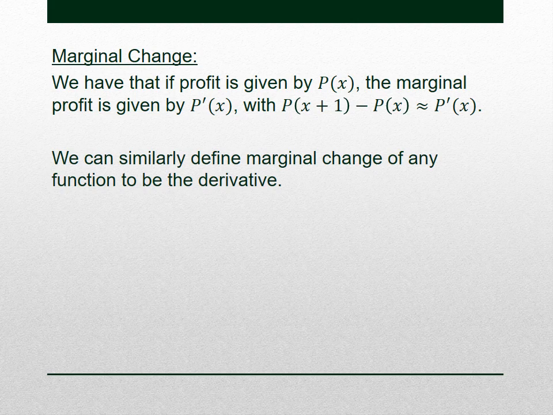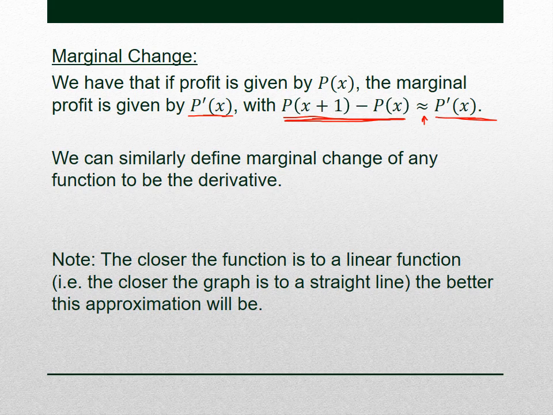So we know from that example that the marginal change, p prime of x, over here, that's what it is. It approximates, that's what this squiggly line means. That was approximating the exact difference in the profit from adding one more thing. And you can similarly define marginal change of any function to just be the derivative of that function. So if you're talking about revenue, the marginal revenue would be the derivative of the revenue. If you're talking about cost, the marginal cost would be the derivative of the cost. If you're talking about some random function n of x, then the marginal change of that function would be n prime. So the marginal change is always just the derivative.